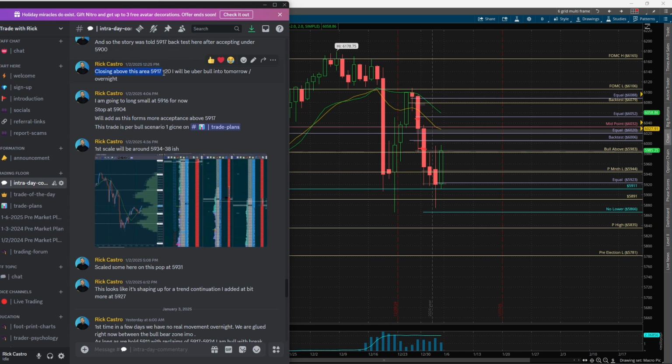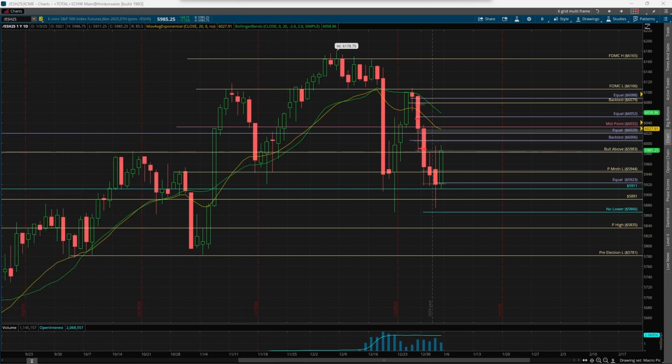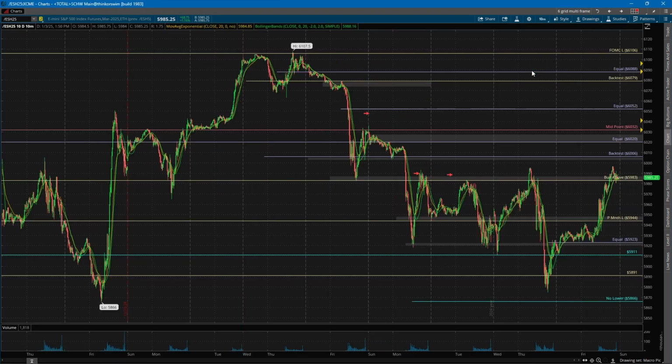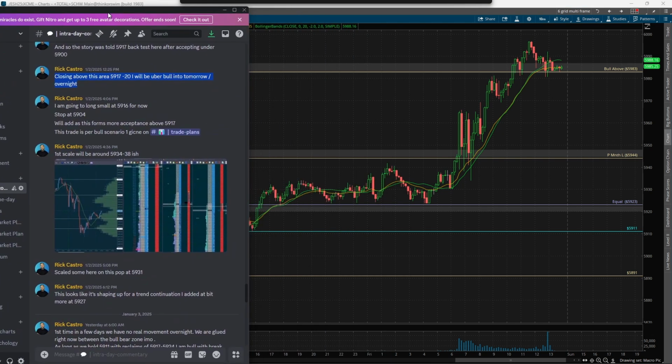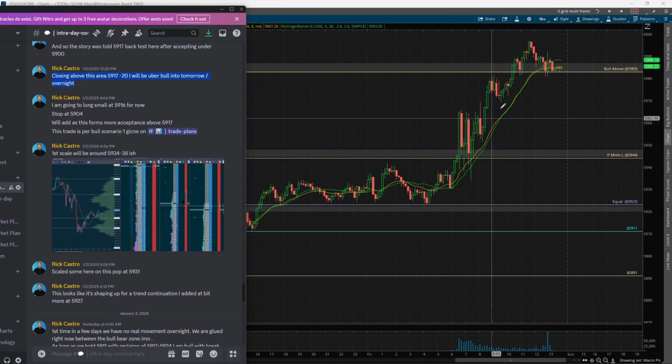Closing above this area, 59.17 to 20, I will be uber bull into tomorrow and overnight. So here is 1-2. We are about 30-40 minutes before the close. I gave that commentary that I am looking to be bullish into overnight. Essentially what I'm saying is I want to get long overnight and find an entry so that we can set up for the next day. So I am going long small here.